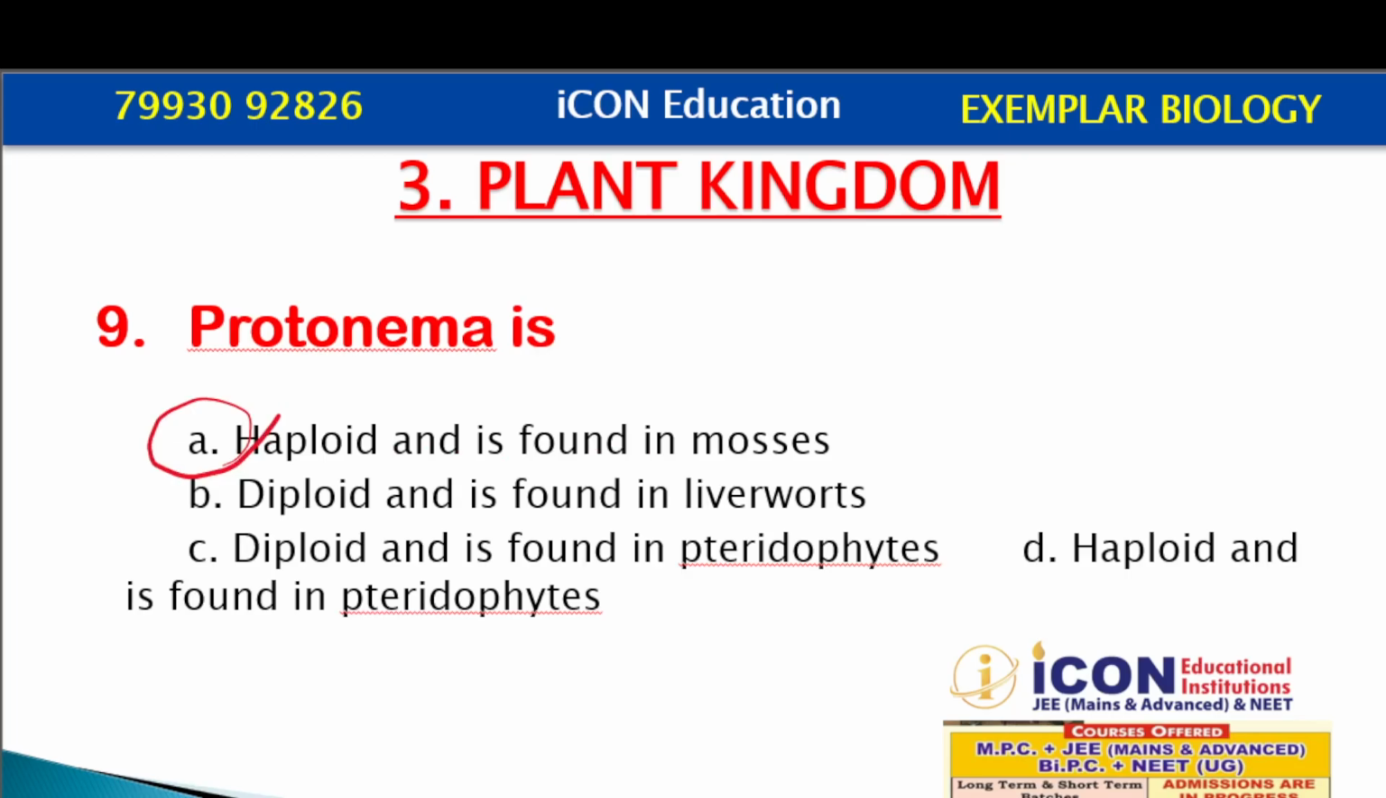If you go with option 2, diploid, no, diploid is wrong, because protonema is a gametophyte which will be haploid. Okay. If you see the D option, haploid is written, but it is found in Pteridophyte is written. No, protonema is found in Bryophytes, that is in the members of mosses. Okay, not in Pteridophytes. So correct answer is protonema is a haploid and found in mosses.